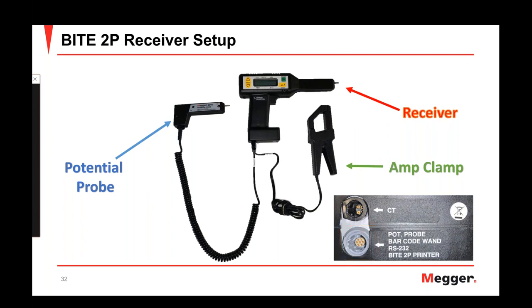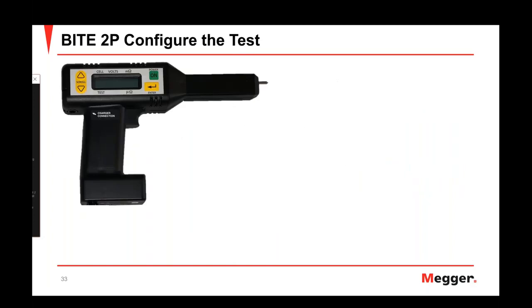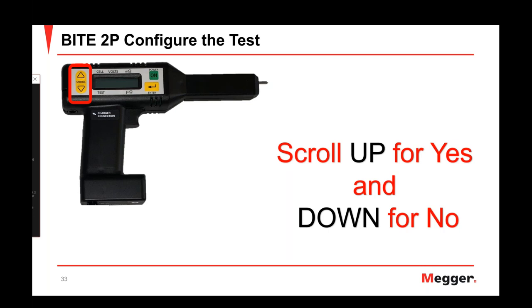So now we've covered that, let's talk about how we're going to configure the instrument for the test. To begin doing that, the first thing that we're going to do is press that green power on button to power up the instrument. Now, once it's on, we're going to use these up and down arrows to scroll through the prompts, and the up arrow is going to be for yes, and the down arrow is going to be used for no.